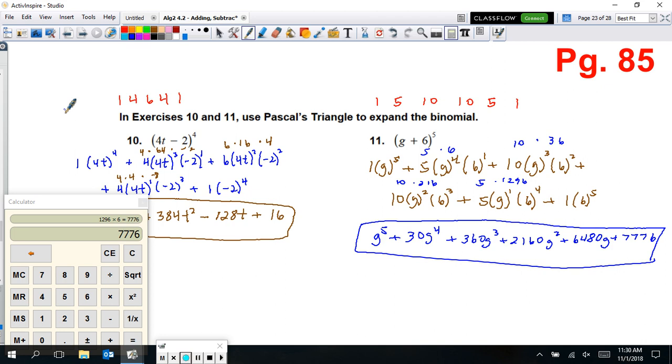Okay, so that concludes this lesson on 4.2. We're adding, subtracting. We're using the Pascal triangle to do the binomial expansion here at the very end.